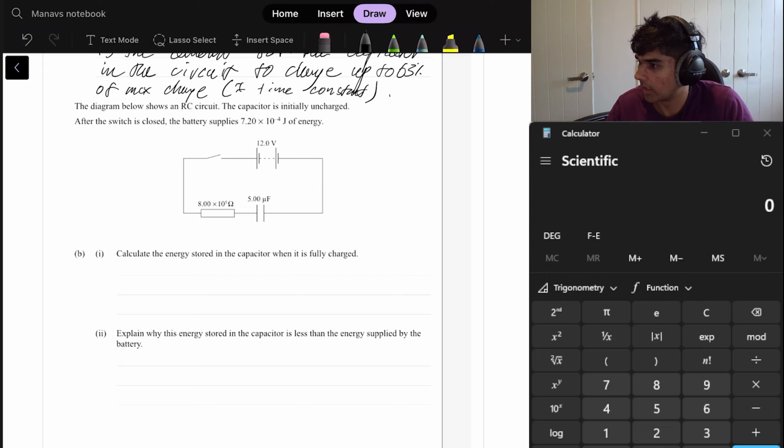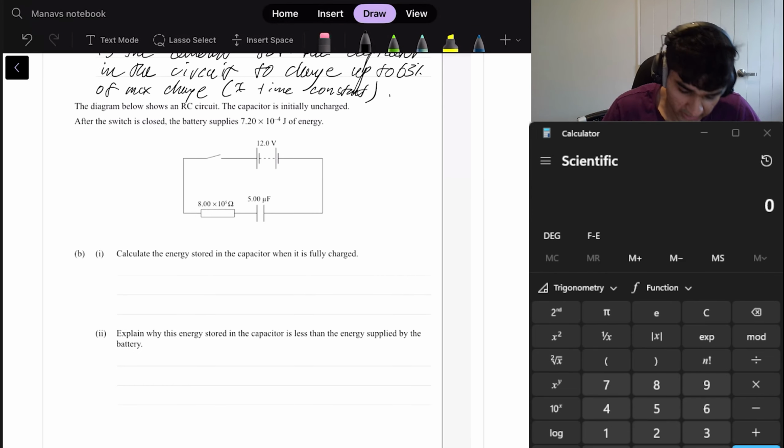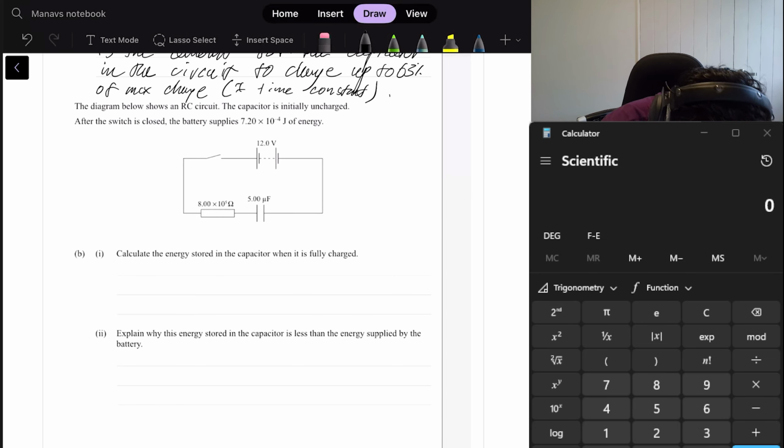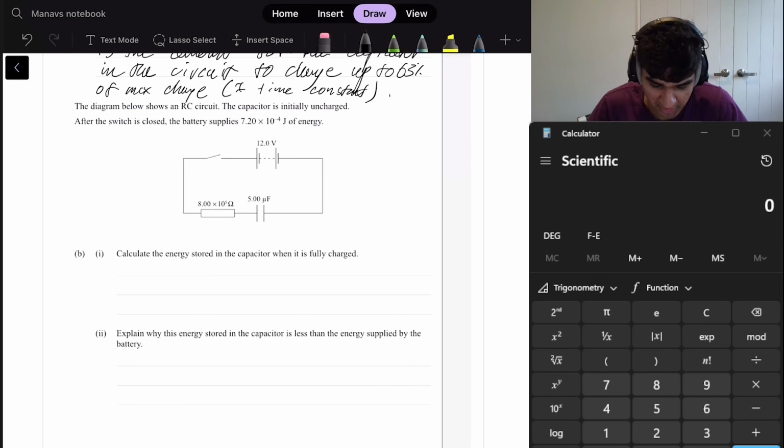Boom shakalaka. Okay. Hey, question. The diagram shows an RC circuit. The capacitor is initially uncharged. After a switch is closed, the battery supplies that many joules of energy. Calculate the energy stored in the capacitor when it's fully charged.